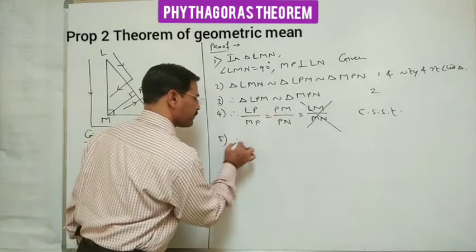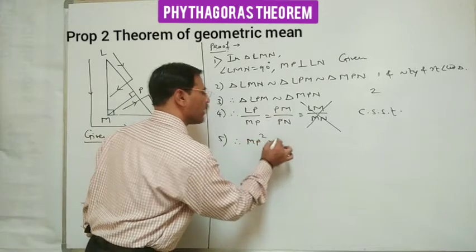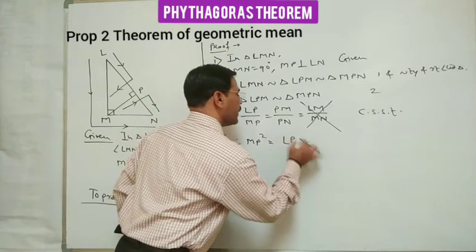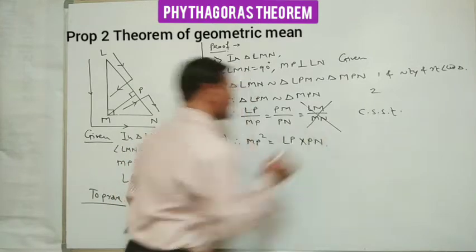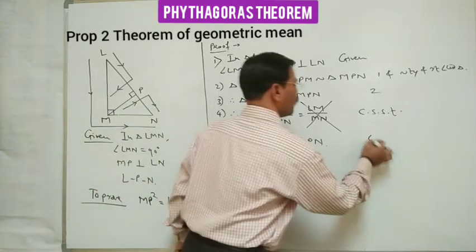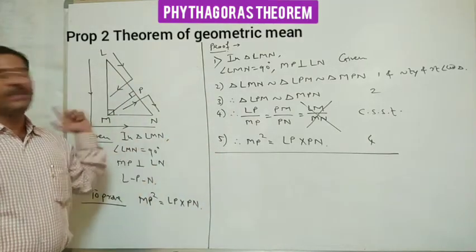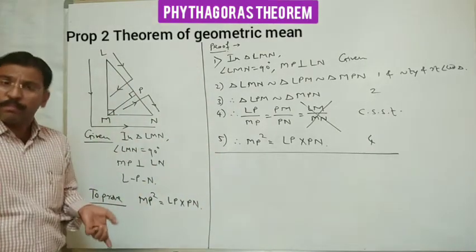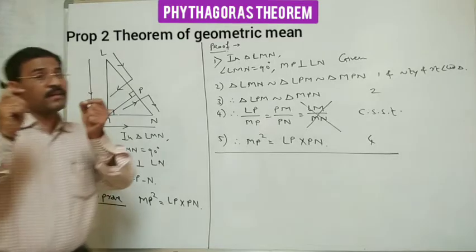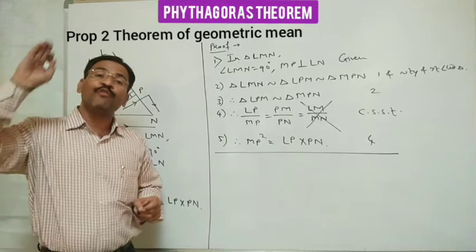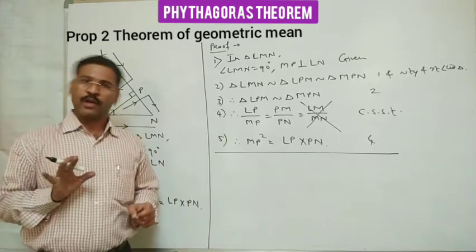Am I right? MP square. Go with cross. What can you write? LP into PN. Yes, this is from 4. Look, this is the proof of this particular thing. How simple it is. Look here. Just, but very carefully, apply the properties which we studied previously. Okay, friends?